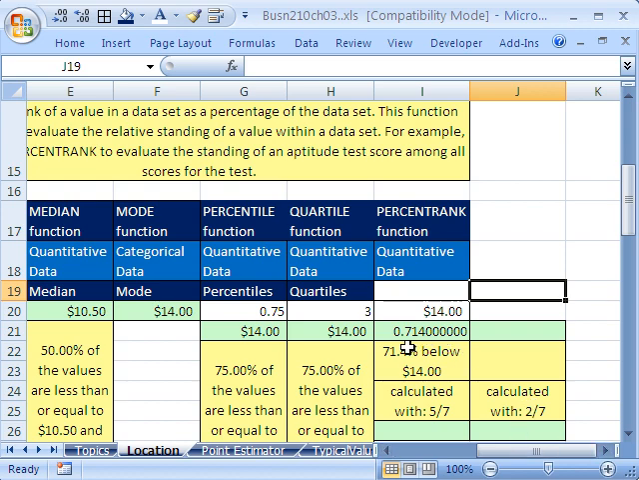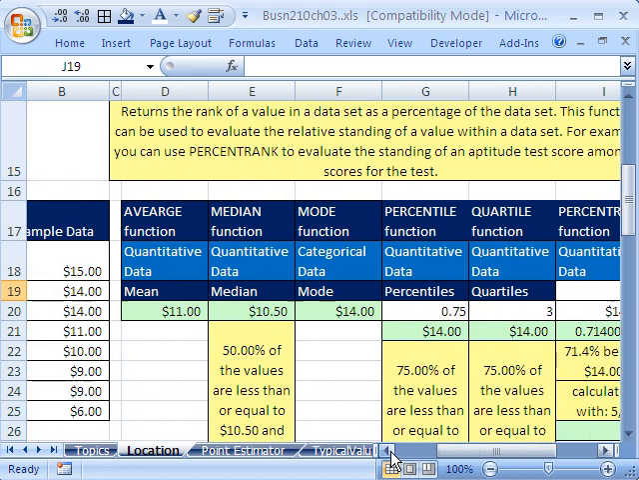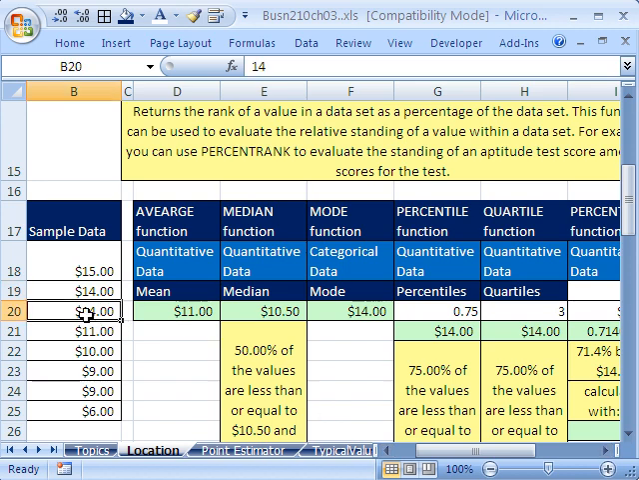Now it says 0.714, a decimal or proportion. Formatted, it would be 71.4%. 71.4% are below $14. Wait a second, it's not exactly the same as this. What is it doing? Let's go look at this list. It actually excludes this 14, and it says how many values are below: 1, 2, 3, 4, 5 values. It excludes that one and then compares it to the total number.